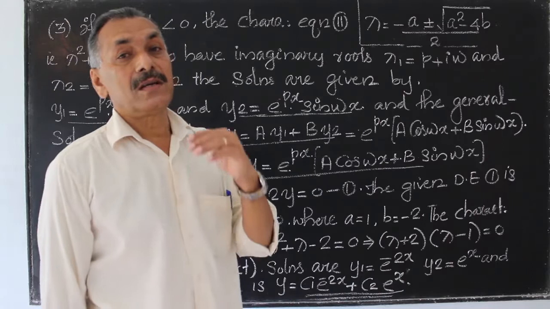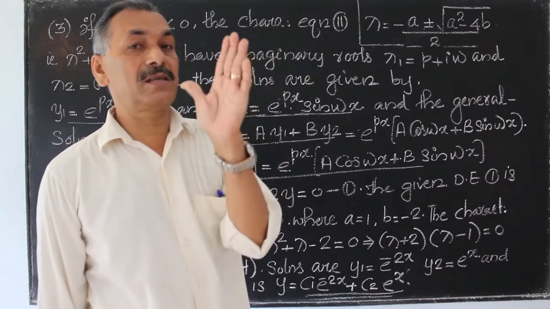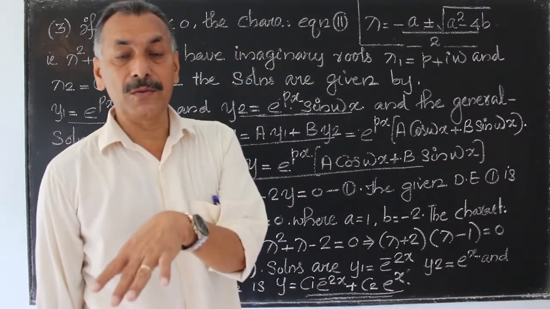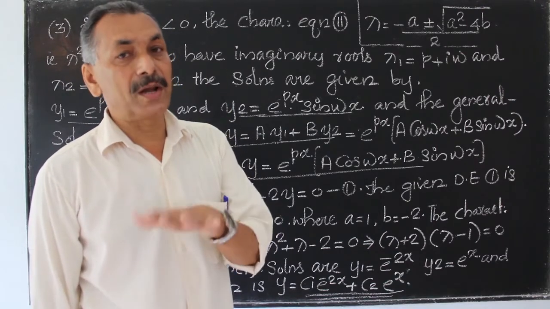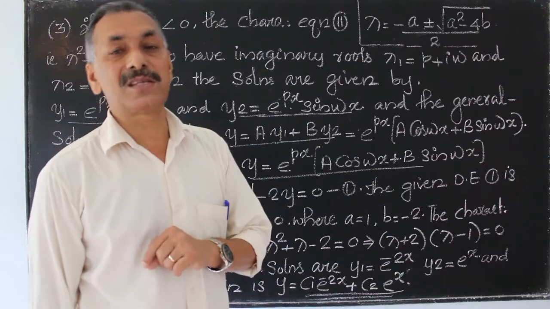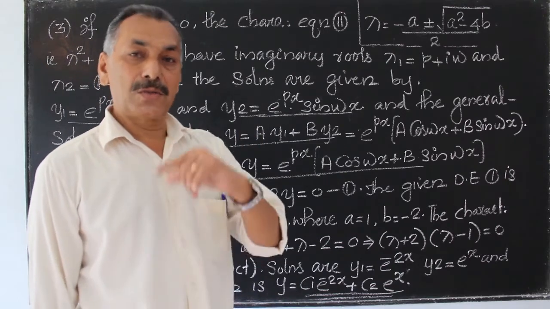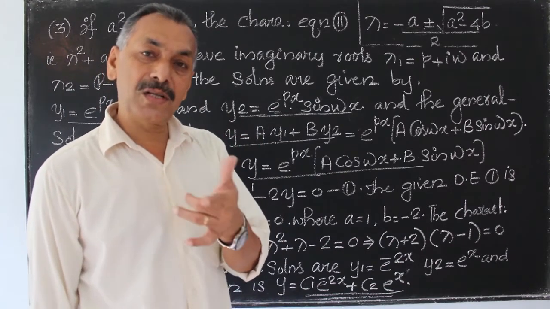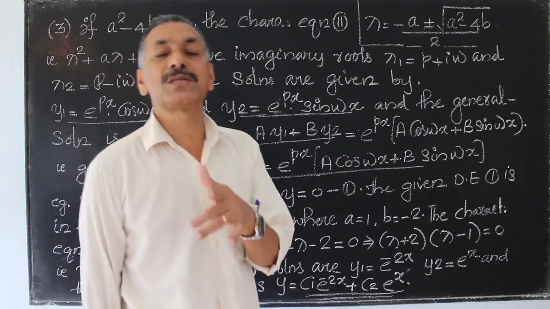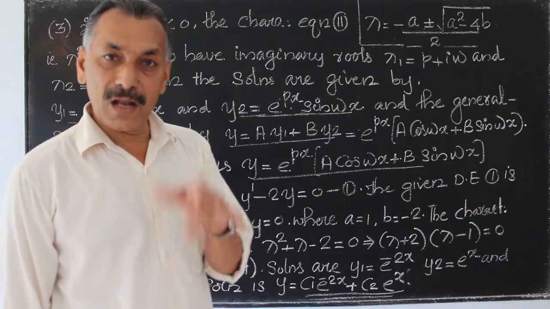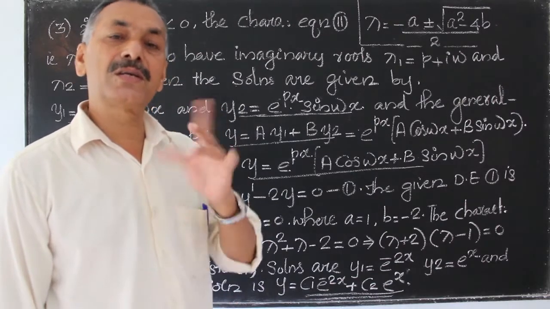Third case means a square minus 4b. First case, a square minus 4b is greater than 0. Second one, a square minus 4b is equal to 0. Third one, a square minus 4b is less than 0, negative. If a square minus 4b is positive, we get distinct roots, lambda 1 and lambda 2. Then the solutions are y1 is equal to e raised to lambda 1x and y2 is equal to e raised to lambda 2x.